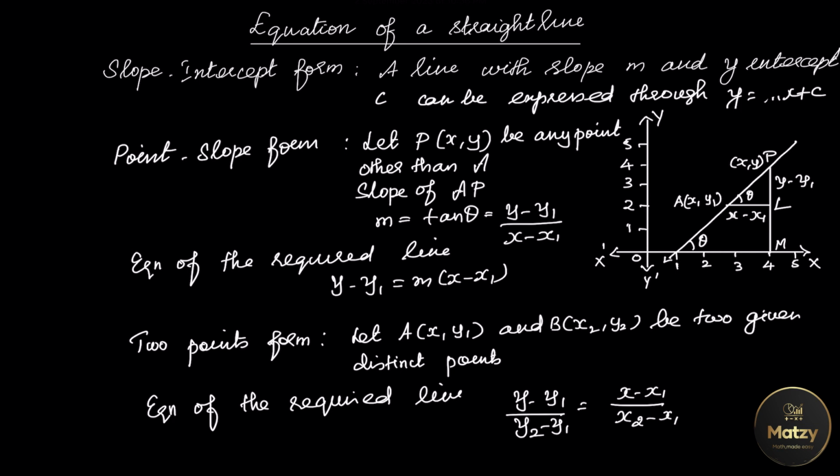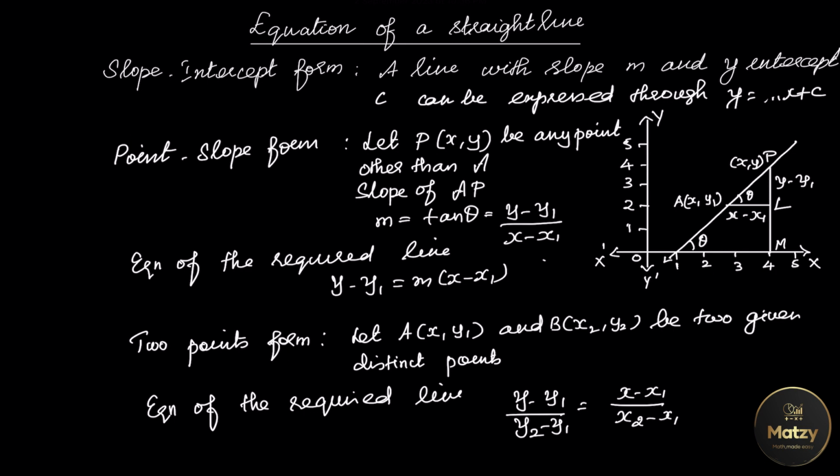So what is PL? Y minus Y1. Okay, similarly, AL is X minus X1 because coordinate of P is X comma Y. So that X value minus X1. A is X1 comma Y1, no? So that X coordinate is X1. So X minus X1 is AL. So tan theta is equal to Y minus Y1 by X minus X1.